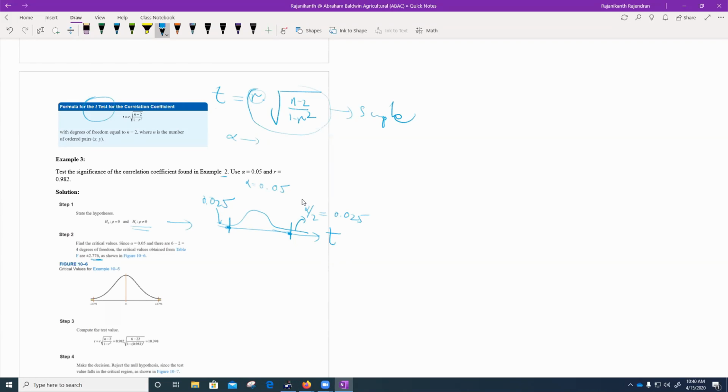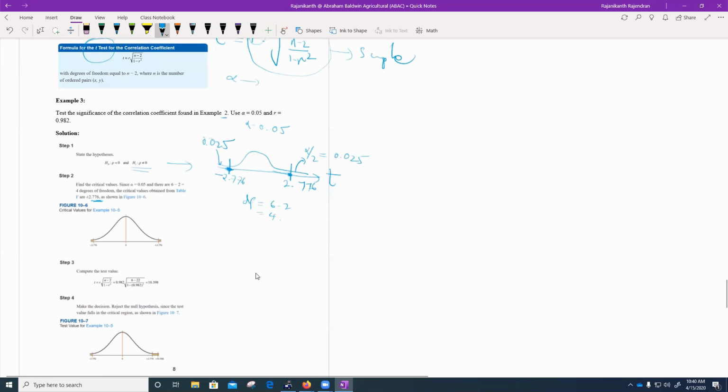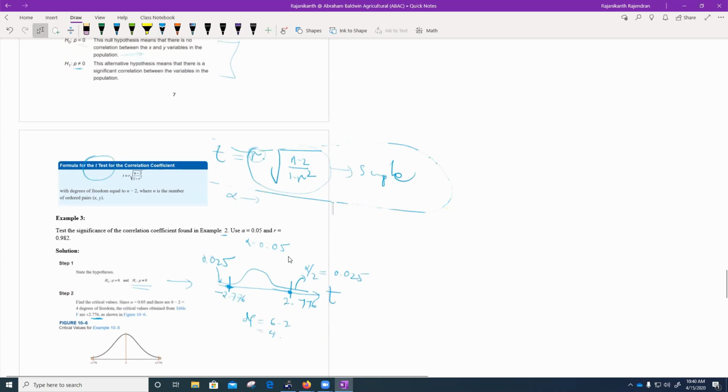You should get 2.776. That's with my degrees of freedom: little n was 6, therefore 6 minus 2, which is 4. Look at your table and make sure you are getting these two values. These two are going to be my critical values. Now let's look at the test value, using the test statistic formula.